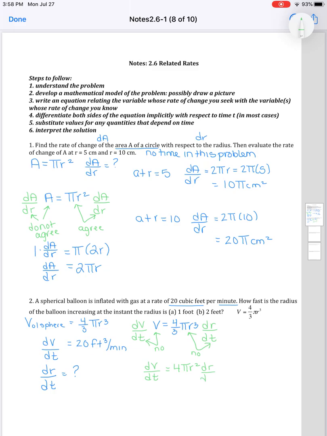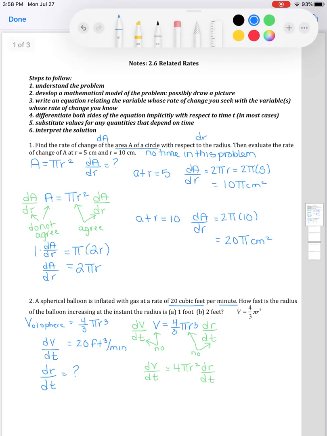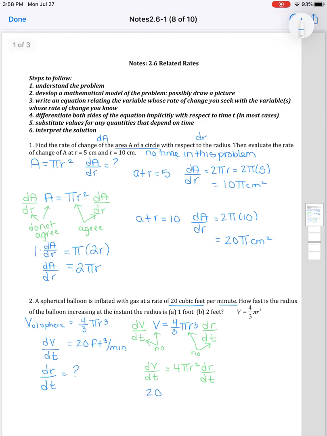So we have dV over dt. Over here, we're going to do dr over dt. The point, though, is the denominator has to be dt. So in neither case does anything agree, which means on both sides we're going to have something. So the derivative of V is 1 dV/dt, and the derivative of 4/3 pi r cubed, the 3 comes down, and you get 4 pi r squared dr/dt.